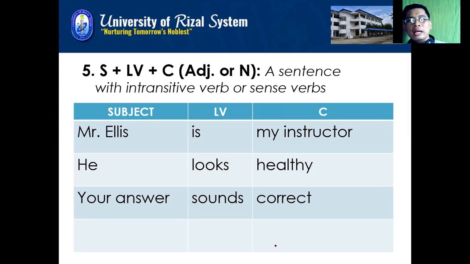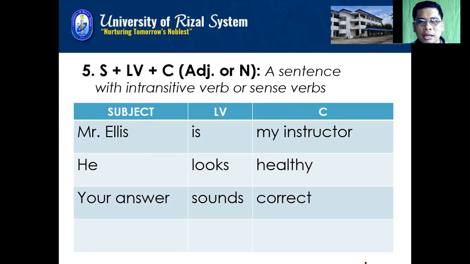Now we can proceed to the next order of words. So we have the subject, linking verb, and complement. The complement might be an adjective or a noun. Okay, so a noun that functions as an adjective. A noun phrase that functions as an adjective can happen. Just look at our first example.